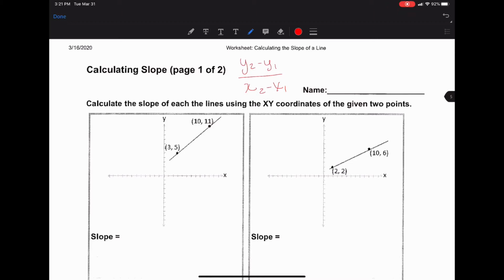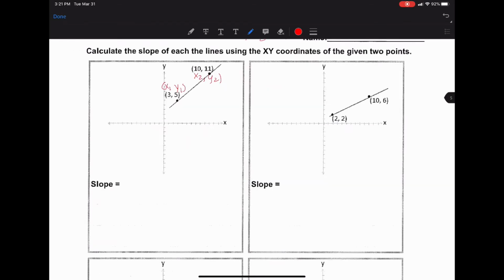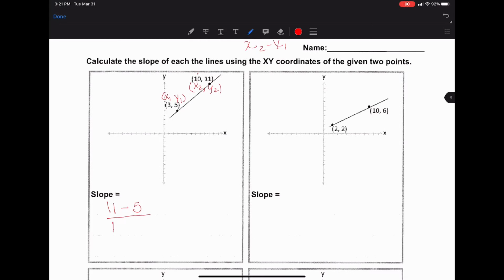And it really does help me to actually label these. So this is going to be x1, y1, x2, y2. Then I'll have 11, because that's my y2, minus 5, my y1, over 10, which is my x2, minus my x1, which is 3. So 11 minus 5 is 6. 10 minus 3 is 7. So my slope is 6/7.